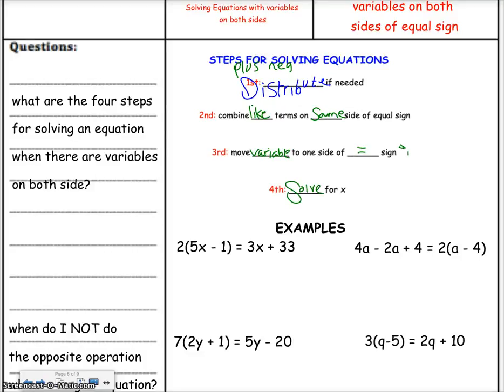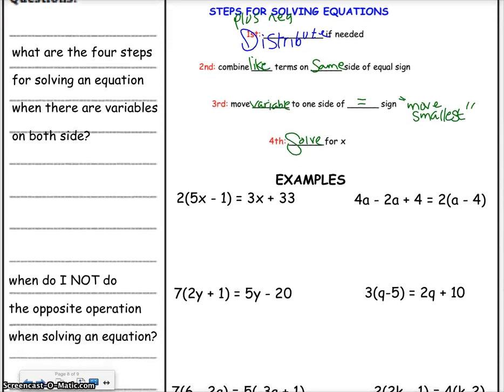Here the rule is move smallest. Because if you move the biggest, you have to deal with negatives more. So, I mean, you can move any one you want, but it's easier to move the smallest. You won't have to deal with negatives as much.